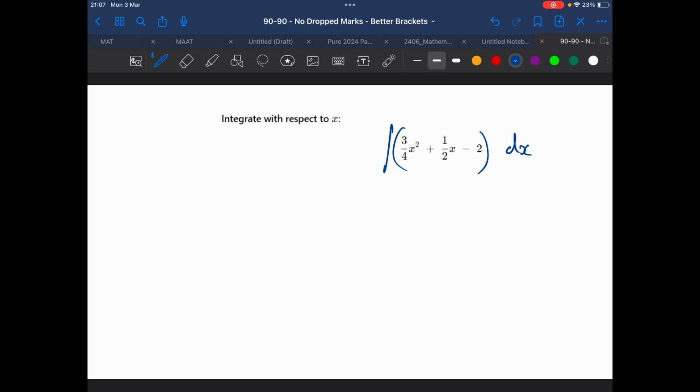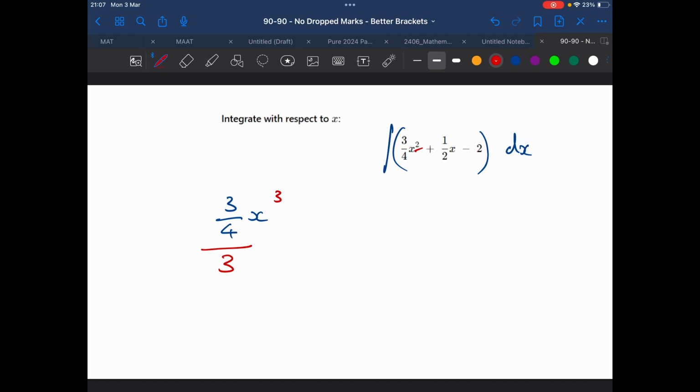So integration, let's do a really easy one to begin with. Hopefully this is pretty easy for you. So the idea is we're going to keep everything the same, and we're going to increase the power by 1, which is now going to become a 3. And as soon as we do this, we are normally taught to divide by the new power. But we're not going to do that, and you're going to see why.